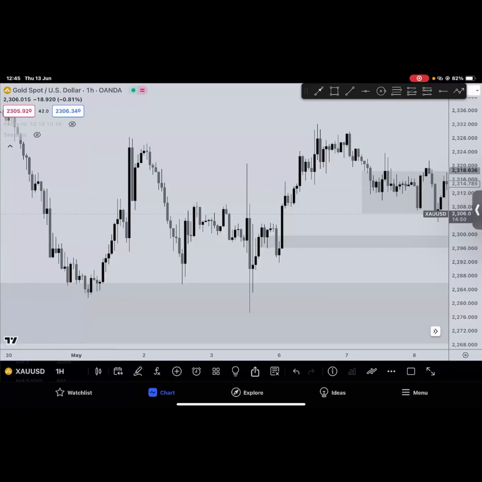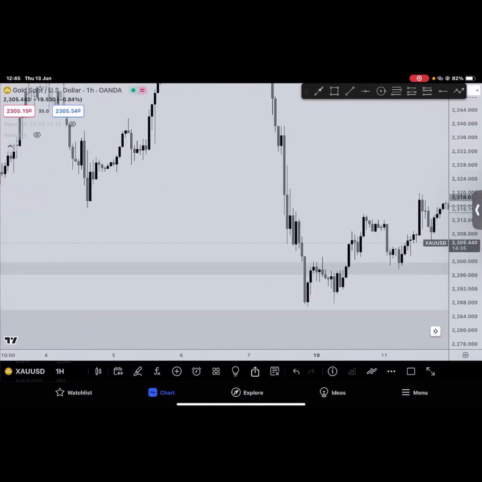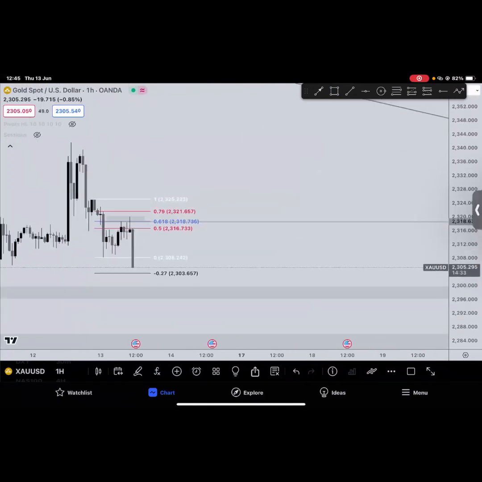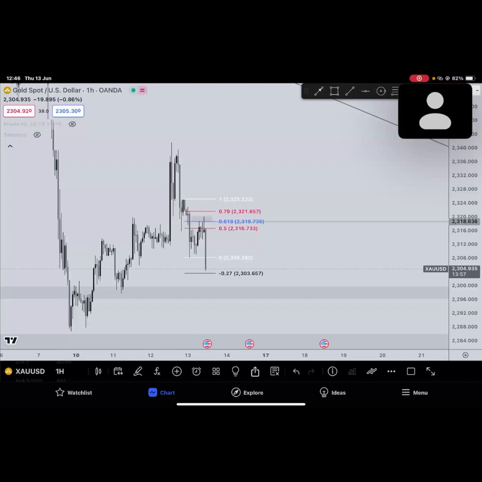Understand? The engulfing candle must engulf the previous candle. I must see it mostly at your support level. You mostly find the bullish engulfing at your support level. You understand? So now let's look at bearish engulfing.